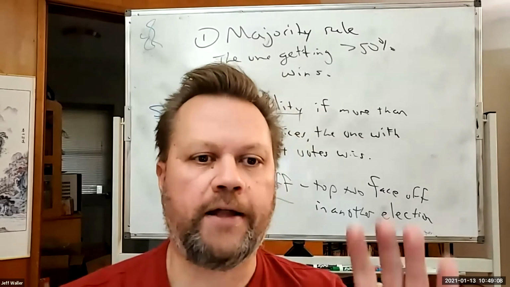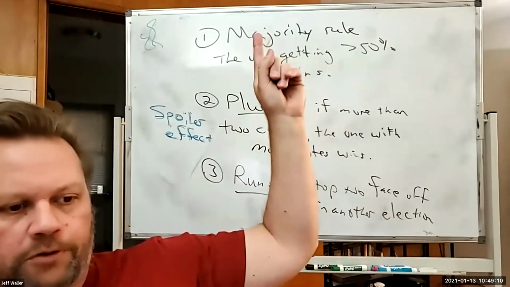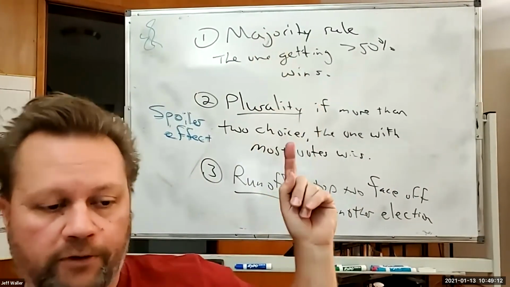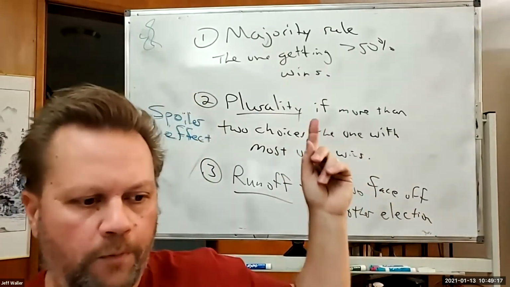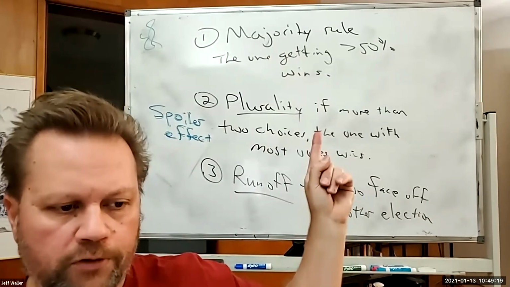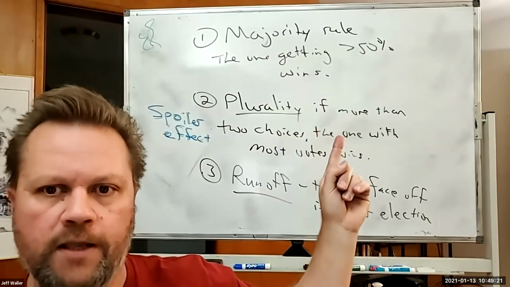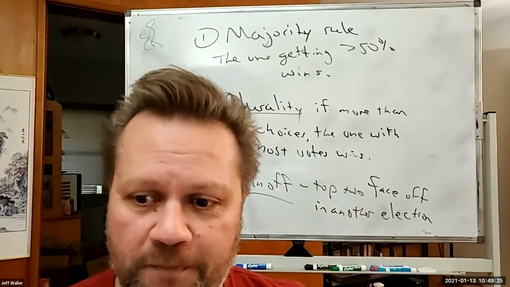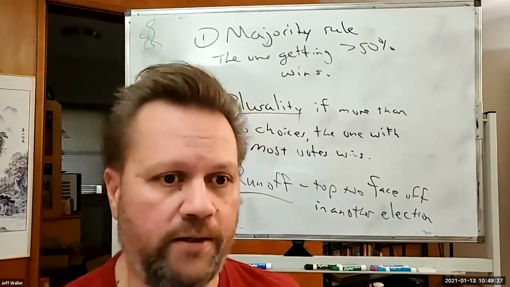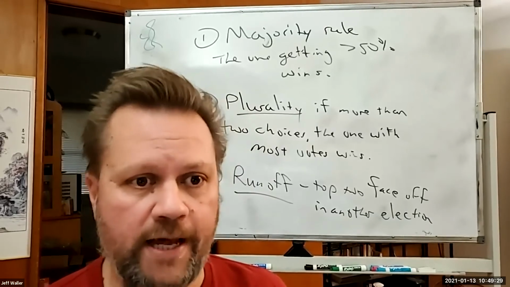Enough of that. So far we've got majority rule, very simple. We have plurality, which is actually pretty simple. It's just the one who gets the most wins. We've got runoff, which sort of tries to improve on this. But the problem with runoff is if you don't have enough money, you can't do that, right? You can't run another election if you don't have the money to do it. It takes a lot of money to run an election.